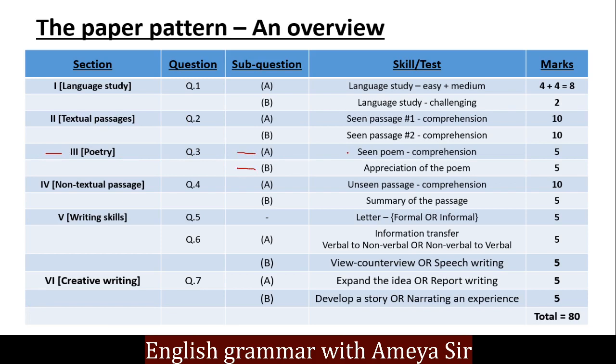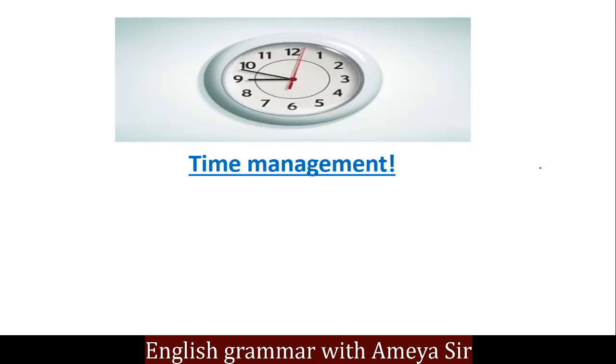Question number 3a is where you attempt the seen poem. There's only one poem, so that is 5 marks, and then you have critical appreciation also for 5 marks. One single critical appreciation of a poem, a seen poem of course, from your textbook. So in total the poetry section will be asked for 10 marks. Okay, let's proceed. What's next?